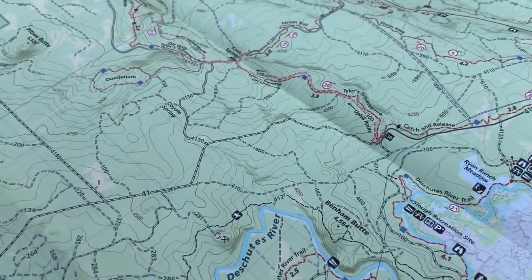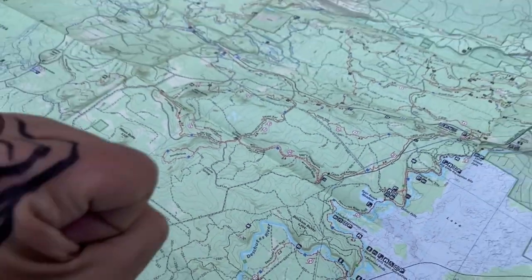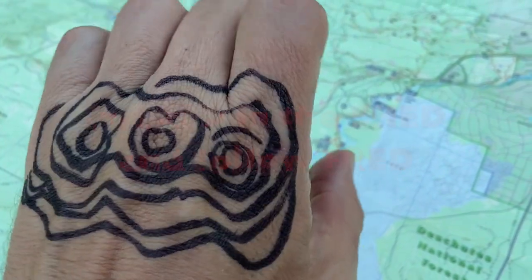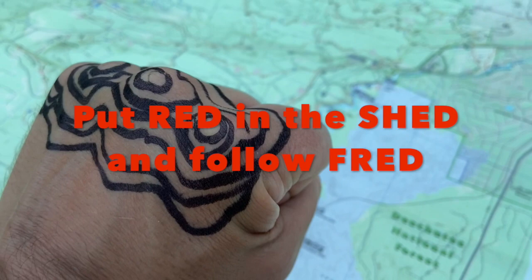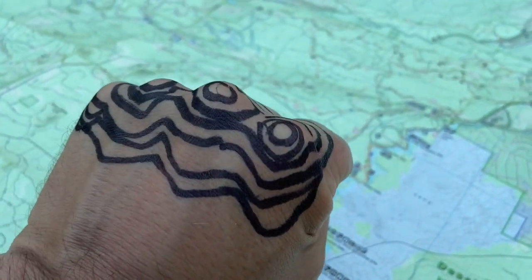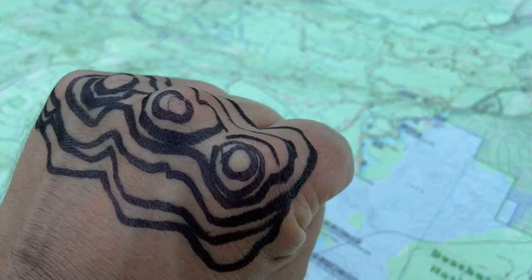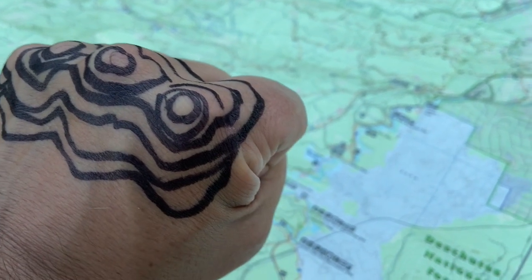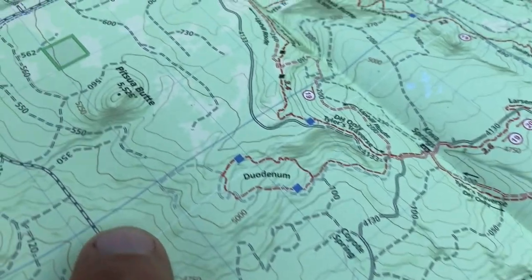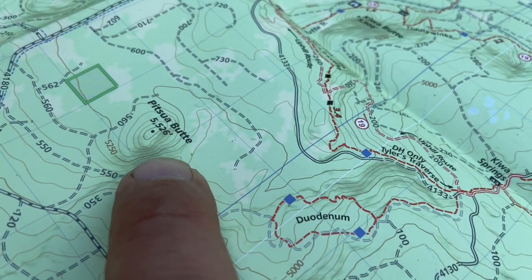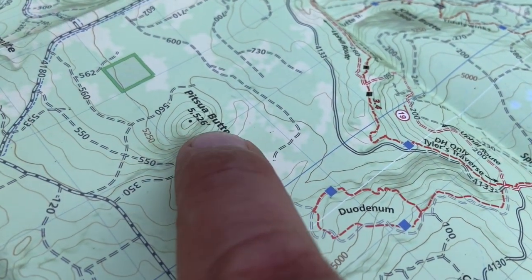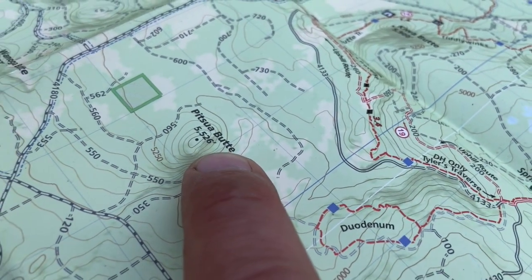So another way to do this and to understand contour lines is I have this illustration on my hand. So if I look at it, it's just a bunch of squiggly lines. But as soon as I make a fist, you can see that those lines kind of contour around the shape of my hand, and the topmost being those circles at the top. So a lot of times when you see things like buttes on the map here, you'll see that there's a little circle at the top, and again, there's that elevation that lets you know what's going on.